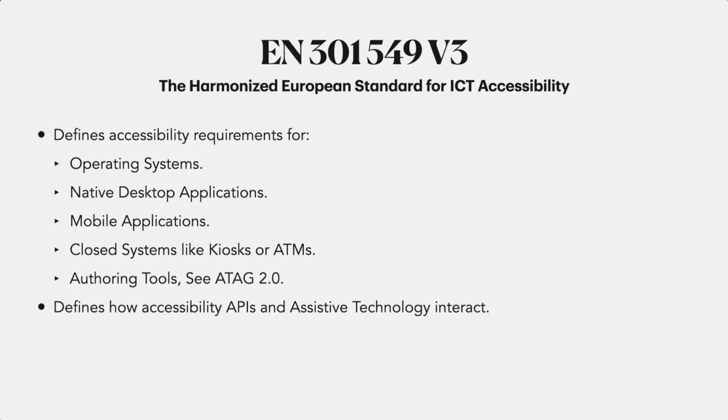Okay, so we've covered WCAG in detail. Now let's look at what EN 301549 adds beyond that. WCAG is focused specifically on web content, while EN 301549 takes a much broader view. It defines accessibility requirements for all kinds of software and technology, including operating systems, native desktop applications, and mobile applications, as well as software running on closed systems like kiosks or ATMs, and authoring tools.